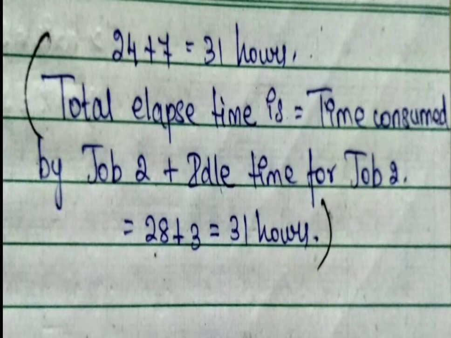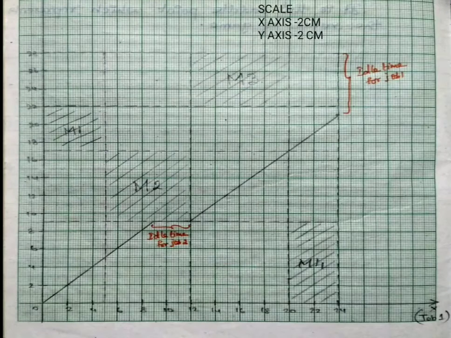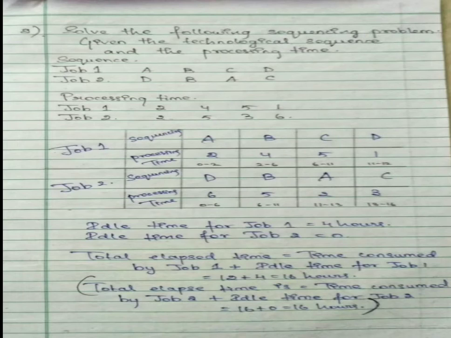So totally 31 hours. I hope this problem will be clear. The next example we are going to see. See the next example. So second problem is: solve the following sequencing problem given the technological sequence and processing time.